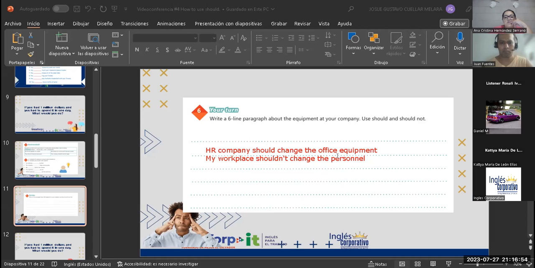Okay, teacher. In my workspace, the space conditions should be improved. Improved. Nice. You have some other? Space is very limited.